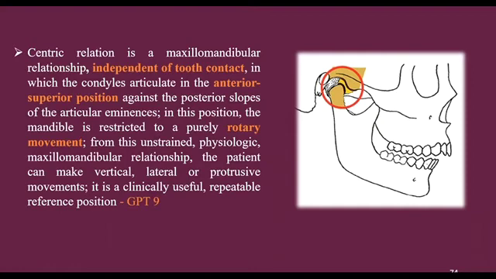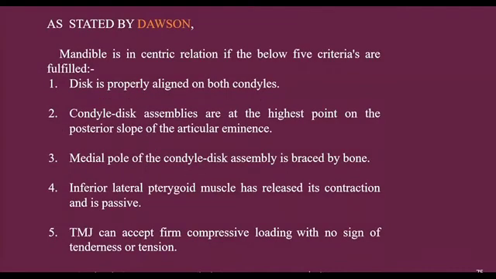Centric relation is a maxillomandibular relationship independent of tooth contact because it is also present in edentulous patients, in which the condyles articulate in the anterior superior position against the posterior slopes of the articular eminence. In this position, the mandible is restricted to a purely rotatory movement. From this unstrained physiological maxillomandibular relationship, the patient can make vertical, lateral, or protrusive movements, and this position is a clinically useful, repeatable reference position.